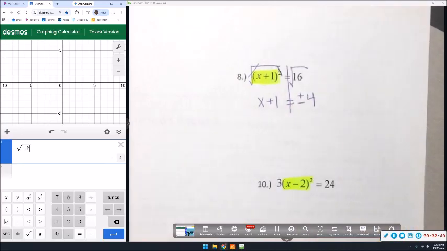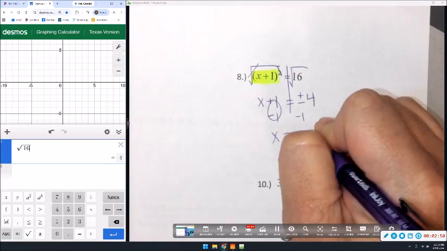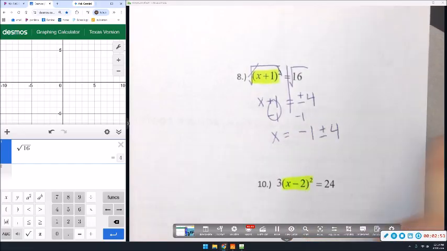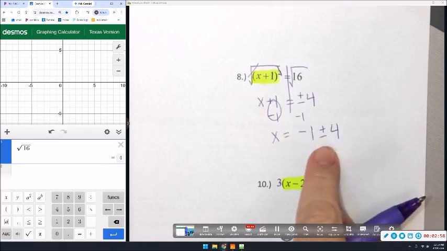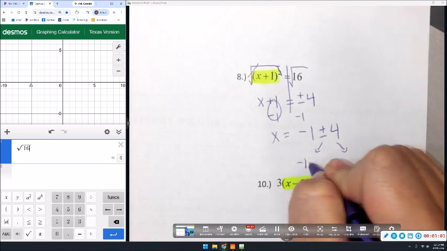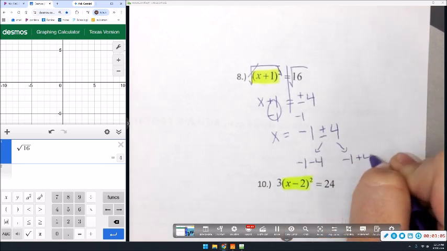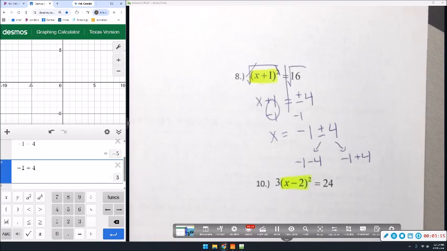Now here's my question. Is x by itself? No. So what do I need to do to get x by itself? Minus 1. And I get x equals negative 1 plus or minus 4. Now, aren't those like terms? But positive and negative 4 are two different numbers. So what we have to do is we have to separate and simplify. So we get negative 1 minus 4 and negative 1 plus 4. Well, from there you can literally just type in your calculator. Negative 1 minus 4, negative 1 plus 4. So what are my two answers?